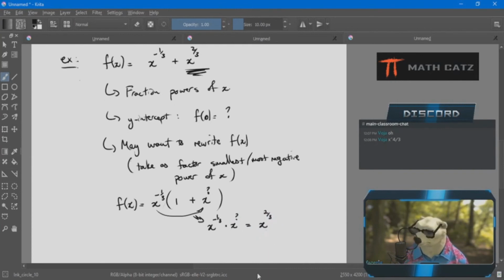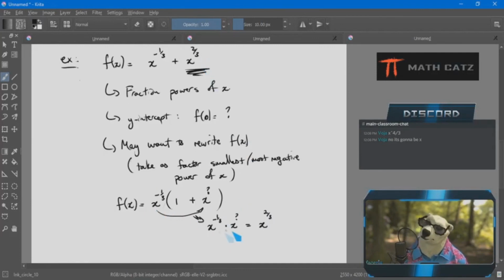Okay? I'm trying to find what that question mark is. I know my target. My original function cannot change. I just want to write it in this way because, trust me, it will help me moving forward. There is no doubt it's going to be nicer. But that means I have to know what this new power of x inside the bracket is, because it's going to have to be multiplied by the outside guy, which in this case is x to the negative 1/3, and it'll then have to result in x to the 2/3.